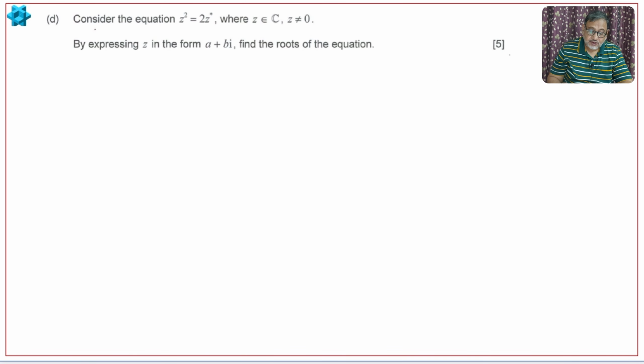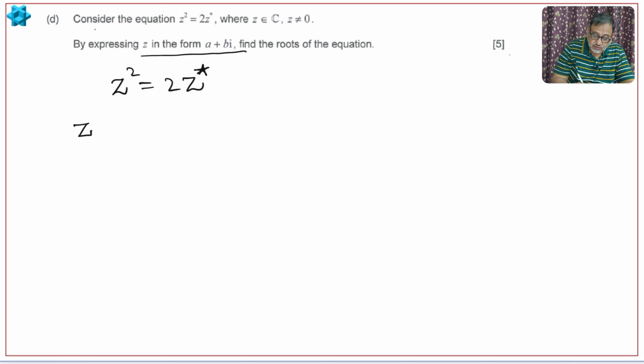Now next part we have D part. It says consider the equation z square is equal to 2 into z conjugate, where z belongs to a complex number. By expressing z as a plus bi, find the roots of this equation. So z is equal to a plus bi. Therefore z conjugate will be a minus bi, right?